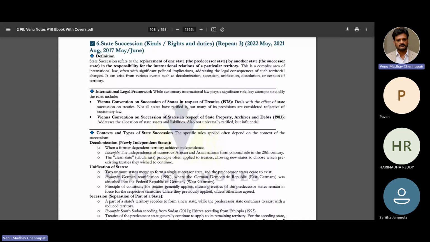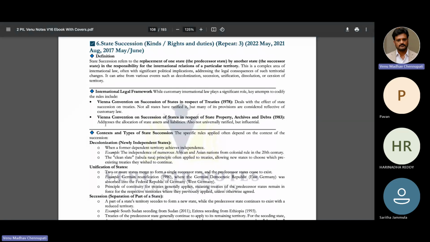So, state succession means a state as a whole is either becoming part of another country or its successor is changing. For example, Hong Kong. Hong Kong was ruled by the United Kingdom, and then it was given to China. So when they're doing this, what is the international legal framework?